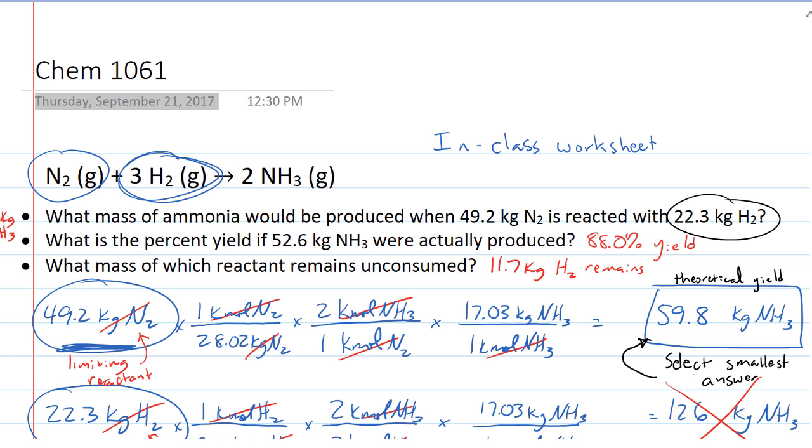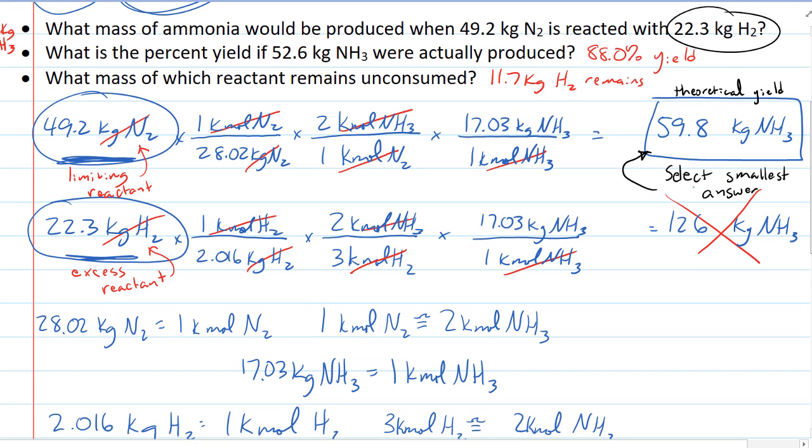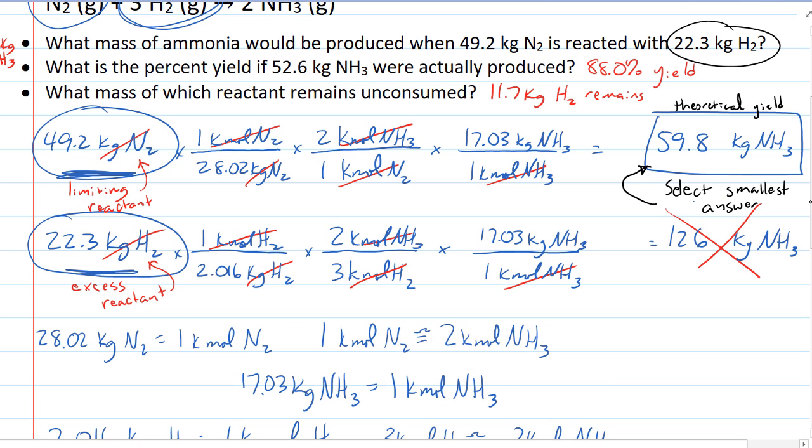All right, here's your in-class worksheet. See how you did here. This particular one is a limiting reactant problem. You would, if this was on an exam, identify this as a limiting reactant problem when the amounts of each reactant are given. Okay? So then what we do is we calculate multiple answers, and once you calculate the multiple answers, you pick out the answer that is the smallest.